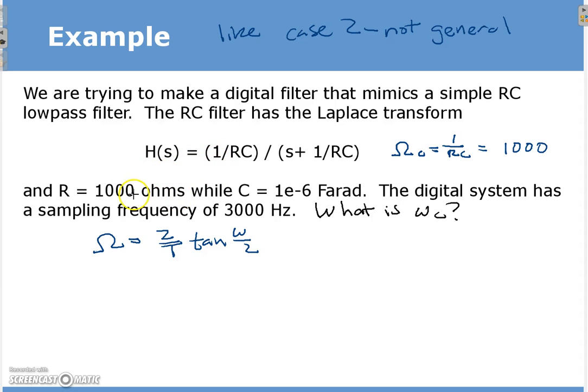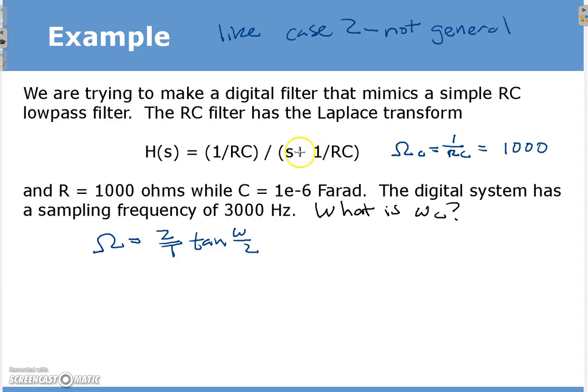This is a low pass, and the values of the resistor are this, 1,000 ohms, and the capacitor has this capacitance. And furthermore in this case, the digital system that we are working with has a sampling frequency which is set already. Then we can ask the question, what is omega c, and how do we translate this? So this is like the second case I talked about. It is not general. We're trying to match a particular filter that has a pole.